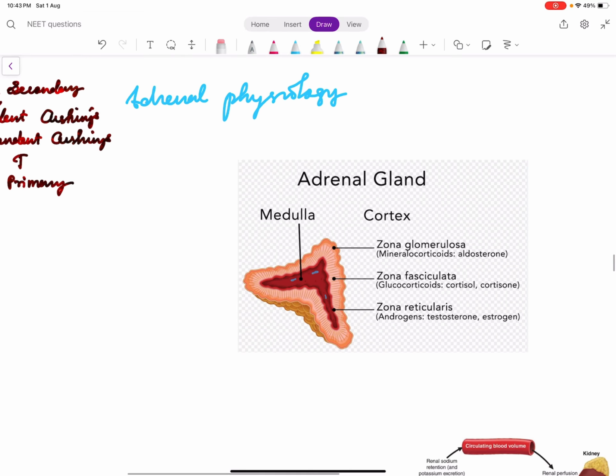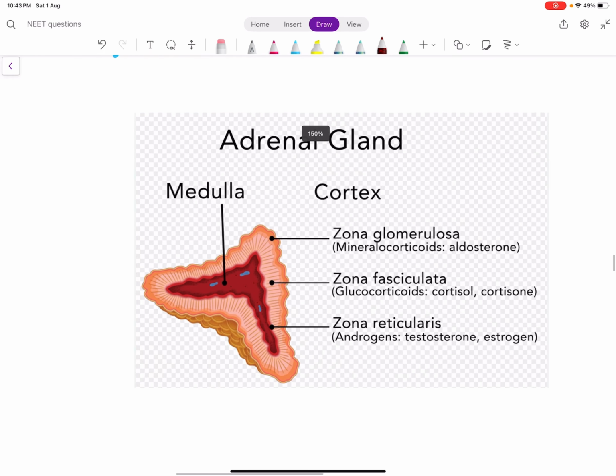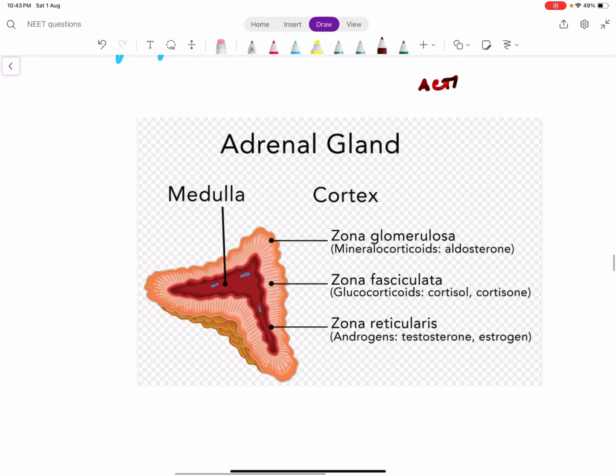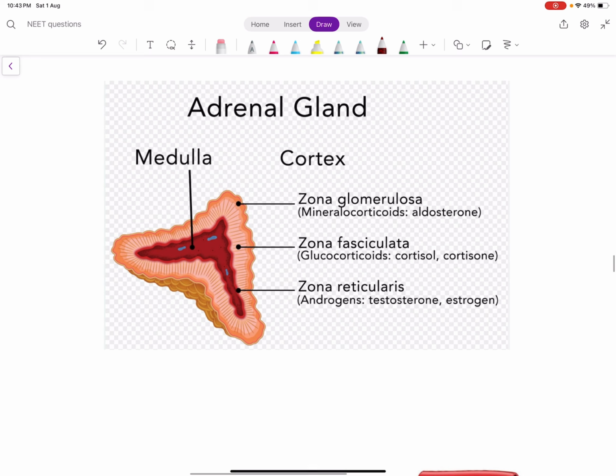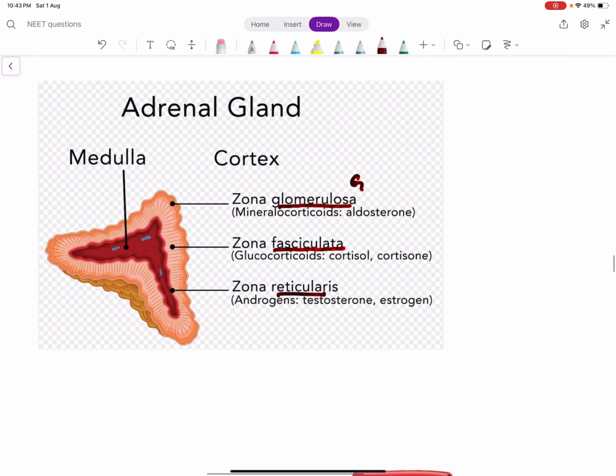Before that, just a small thing about the physiology. I was telling you, ACTH controls only cortisol. But there are actually 4 hormones which are produced from the adrenal gland. So adrenal gland has 2 parts, that is adrenal cortex and adrenal medulla. Adrenal cortex has 3 parts, zona glomerulosa, zona fasciculata, zona reticularis. G, F, R.